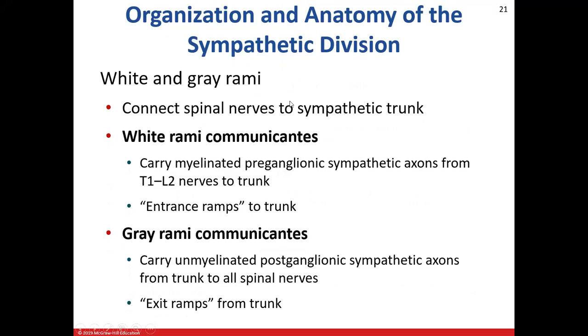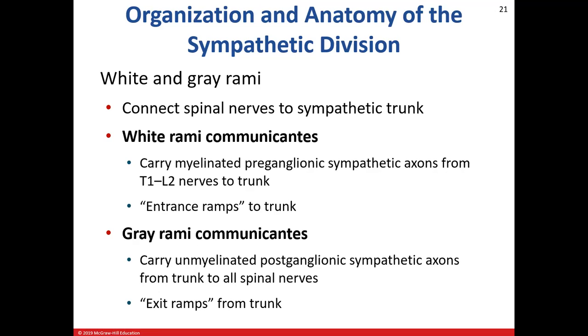Now we also have to look at the white and the gray rami. And these structures are going to connect the spinal nerves to the sympathetic trunk. Now the white rami communicantes are going to carry the myelinated preganglionic sympathetic axons from the T1 to L2 nerve roots to the trunk. You can think of these as being the entrance ramps to that sympathetic trunk.